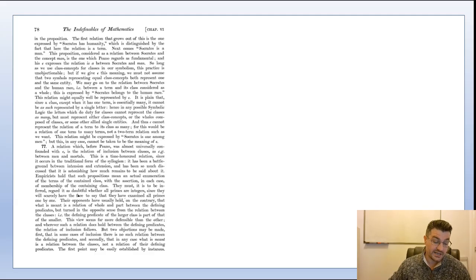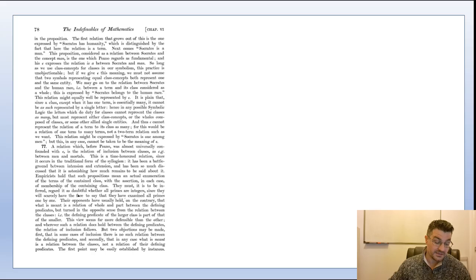Their opponents have usually held, on the contrary, that what is meant is a relation of whole and part between the defining predicates, but turned in the opposite sense from the relation between the classes, i.e. the defining predicate of the larger class is part of that of the smaller. This view seems far more defensible than the other, and wherever such a relation does hold between the defining predicates, the relation of inclusion follows. But two objections may be made. First, that in some cases of inclusion there is no such relation between the defining predicates, and secondly, that in any case what is meant is a relation between the classes, not a relation of their defining predicates.